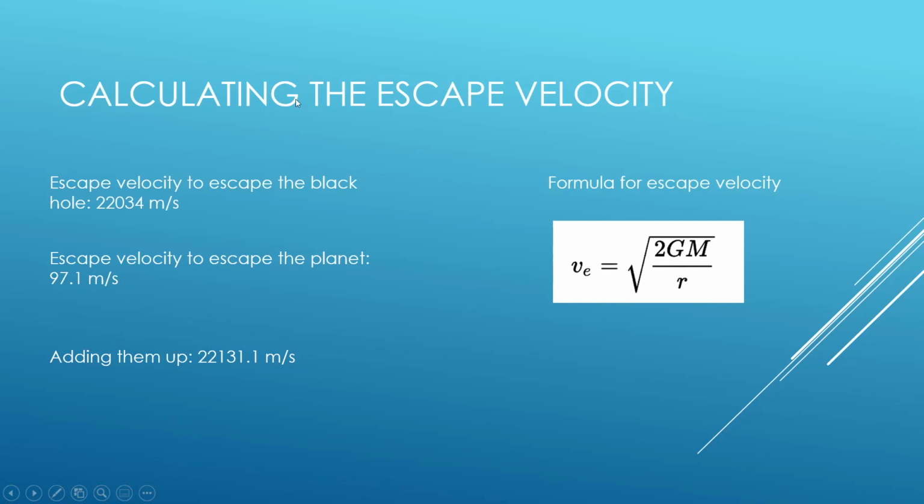To find an initial velocity, I used the formula for escape velocity. By plugging in both the mass of the black hole and the mass of the planet, we get the escape velocity for these two entities. By adding them up, we get this number, which is what I used as our initial guess for the starting velocity to escape the system. And luckily, we didn't crash into the black hole or the planet.